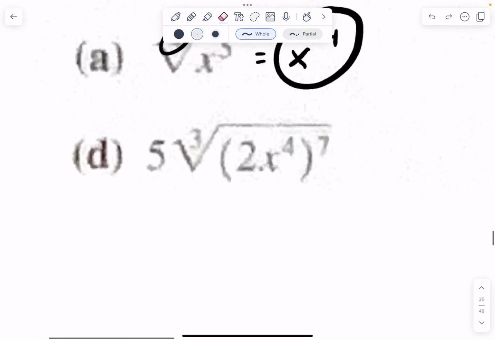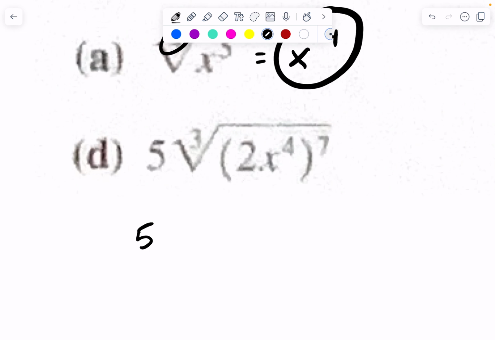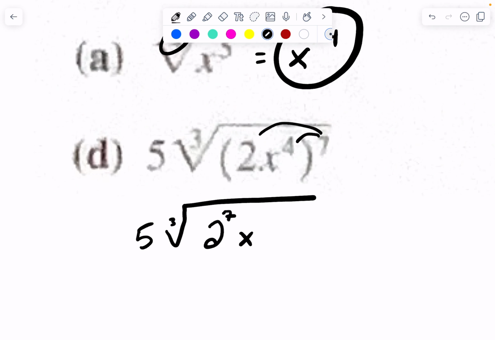Let's go down here. Here, the 5 is outside, but the 2 is underneath. Oh, heavens. Okay, let's do some thinking here. I'm going to do this. Since I have a 4 here and a 7 here and a root here and all the things, I'm going to distribute the 7 through to those 2 pieces. So this is now 2 to the 7th and x to the 28th power.